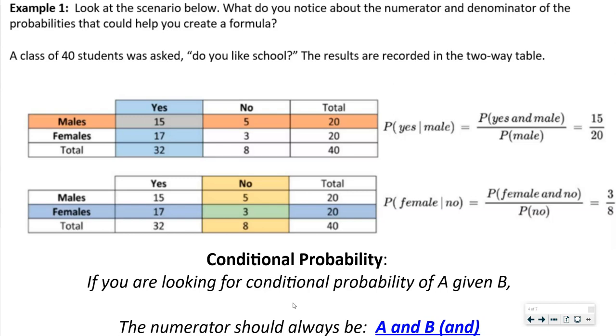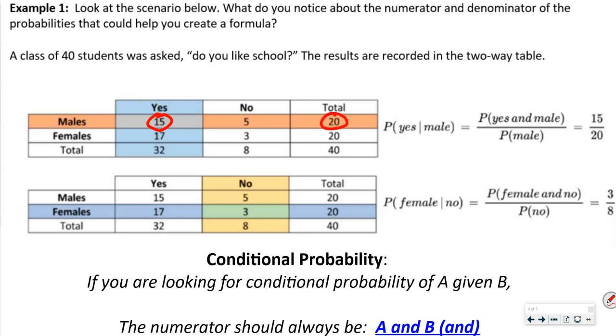Then, if we look to the right here, it says, what is the probability that a student says yes, they like school, given that they are male? Remember, that slash means that's the part that's given. So notice the formula. It has probability of yes and male on top, so our yeses and males is right there, okay? And then it has male on bottom, and that's right there.